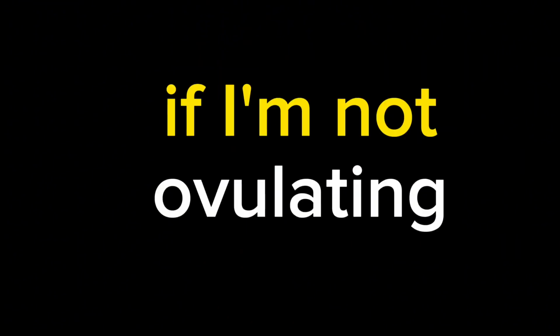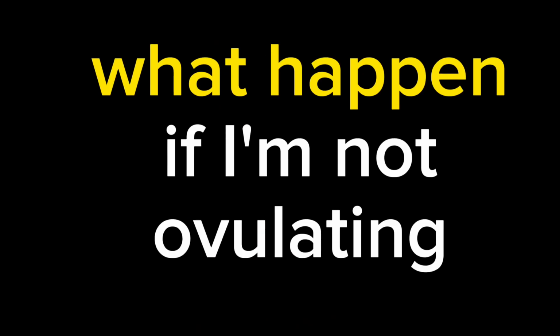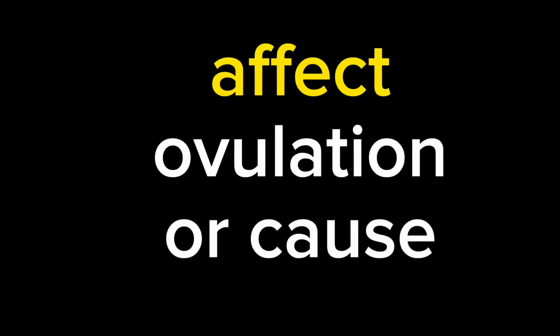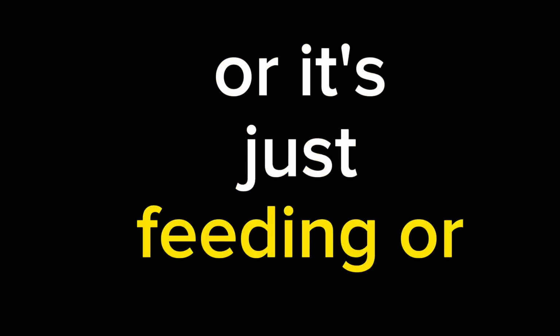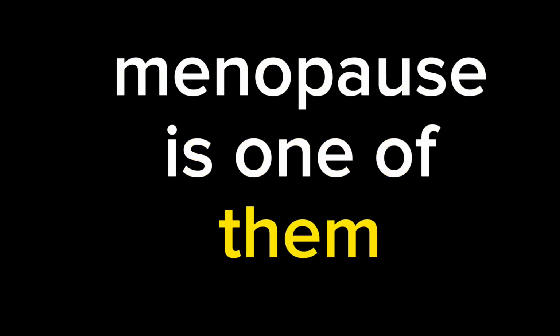So what happens if I'm not ovulating? Certain health conditions or health events may affect ovulation or cause you to stop ovulating. Some of these are breastfeeding or chest feeding, hyperprolactinemia, and menopause is one of them.